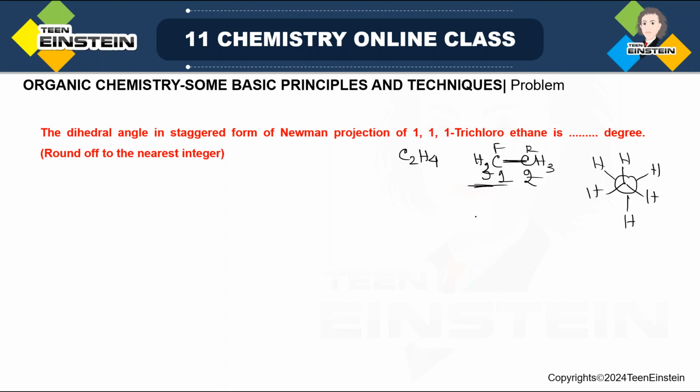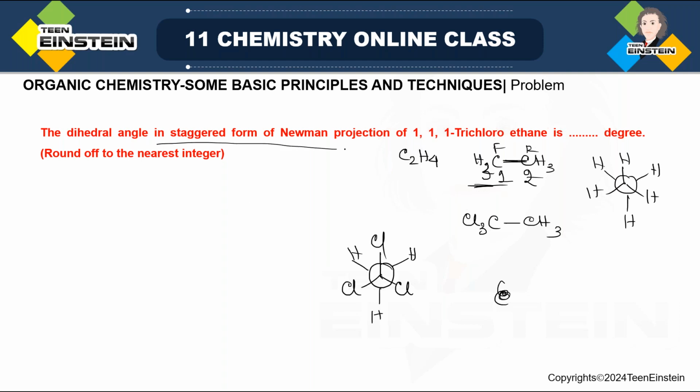Now 1,1,1 trichloro. So all the 3 hydrogens will be replaced by 3 chlorine atoms, and the rest of the part is the same. If you now draw the Newman projection, what you will get? You will get chlorine, chlorine, chlorine. This is the front carbon, back carbon with a circle, and here we will have 3 hydrogens just as before. Now it is asking the dihedral angle in the staggered form in degrees. So the dihedral angle is basically this angle, which is 60 degrees here. So the answer will be 60 degrees.